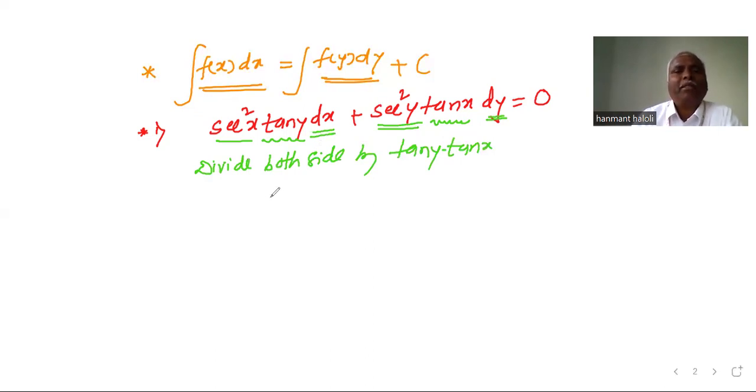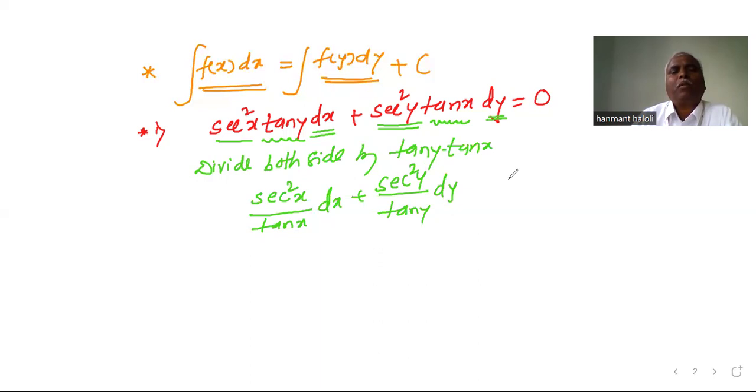By dividing, we get sec square x upon tan x dx plus sec square y upon tan y dy equal to 0. Now you can see here all the x terms are collected together, and here all the y terms are collected together. This we call the variable separable form. Once you have the variable separable form, then to find the solution, go directly to integrate both sides.